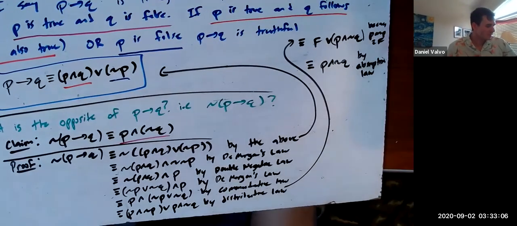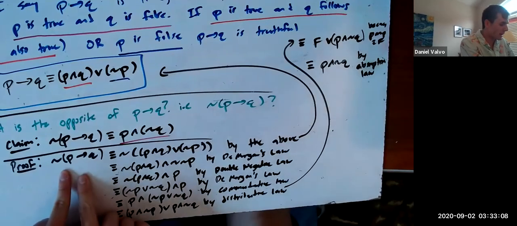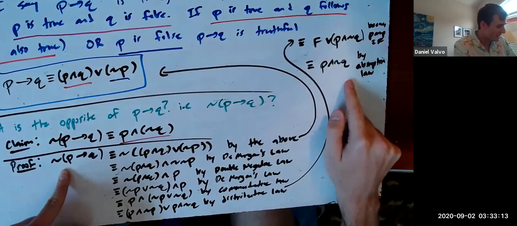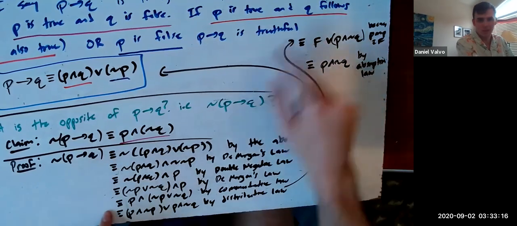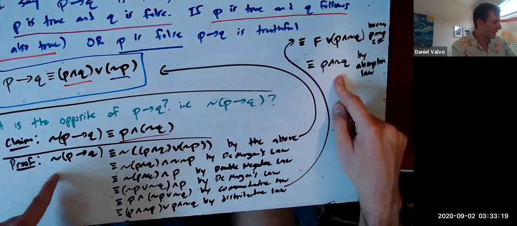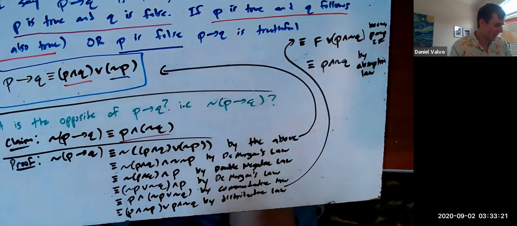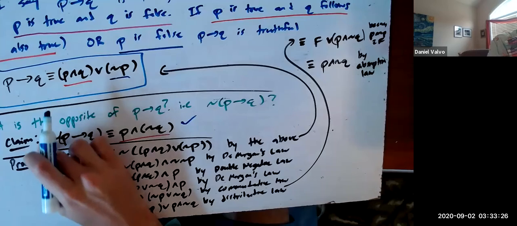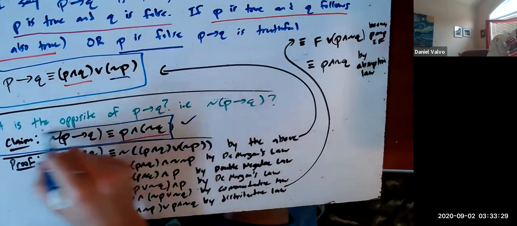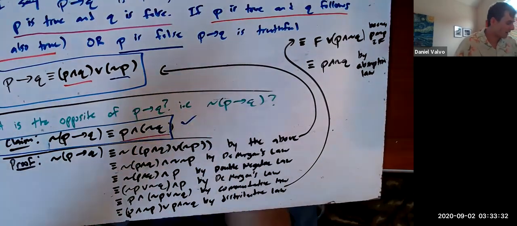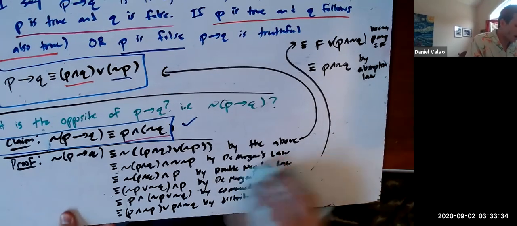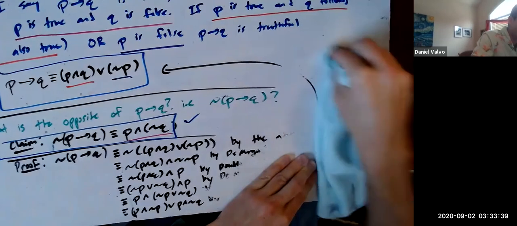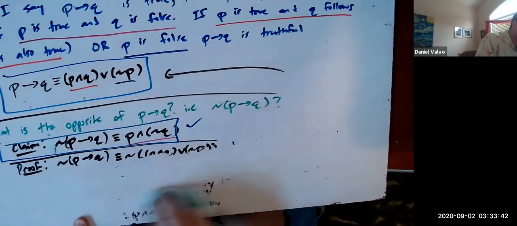3:33, perfect. The point is, though, we started with not P implies Q, and we got down to P and not Q. Meaning, what? This is equivalent to this, equivalent to this, equivalent to this, equivalent to it goes here. But by the transitive property, this is equivalent to this. This claim is true. So this is the negation of a conditional statement.